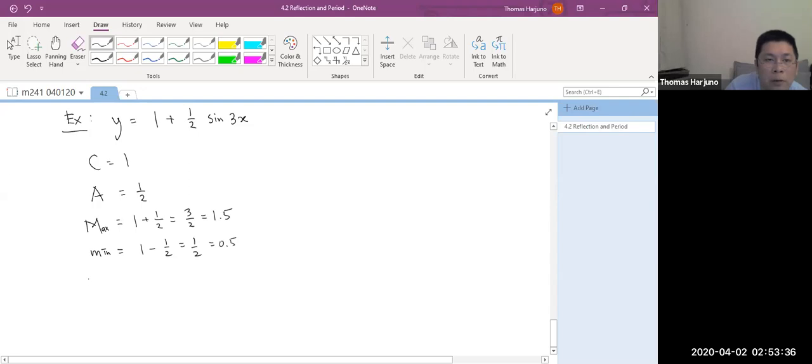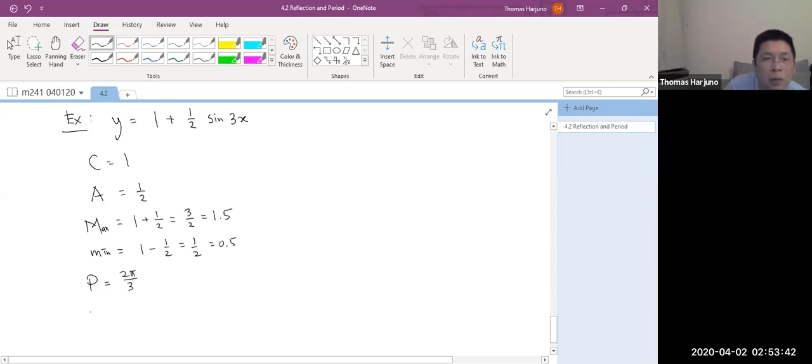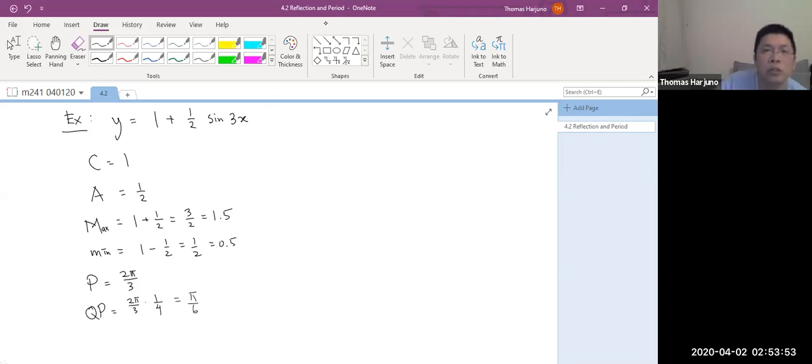How about the period? 2 pi over 3. How about the quadrantal period? That's 2 pi over 3 divided by 4. That will give you pi over 6. Now, how will we use this later? Let's take a look.